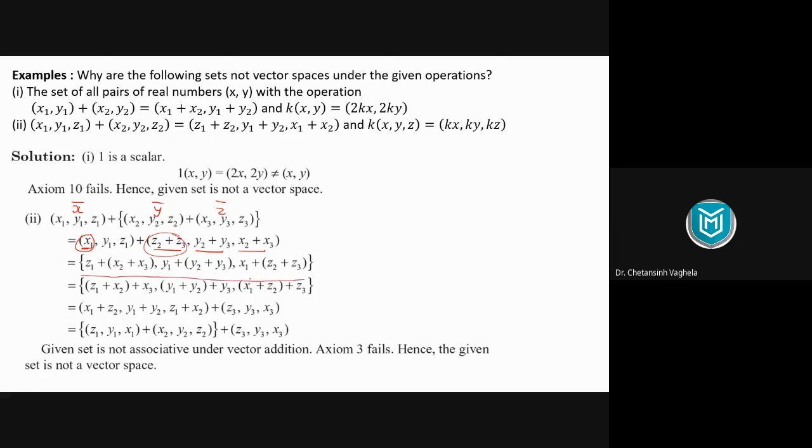Now simplify this further and check, or take the left hand side and right hand side and check, and in both cases you will have different answers. As you can see, after simplifying this, you got at the end this part: z1 y1 x1, x2 y2 z2, z3 y3 x3. Now this is your y bar, but this is not your x bar and z bar. That means the right hand side is not satisfied here, so the associative property is not satisfied.